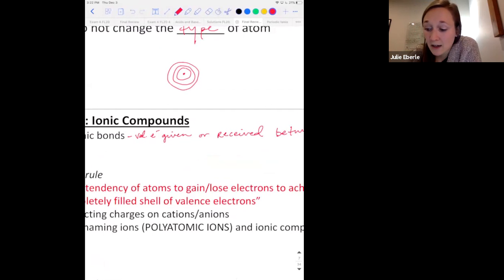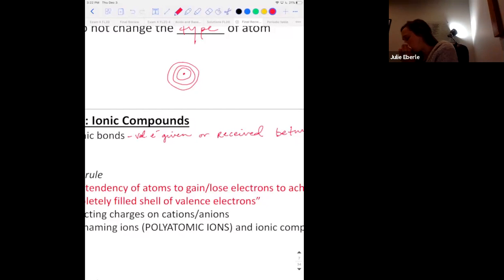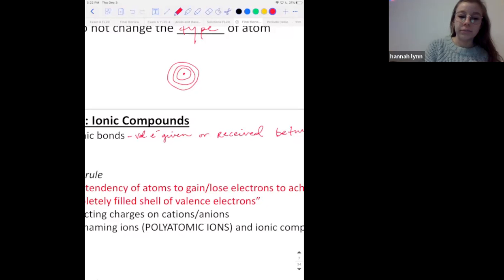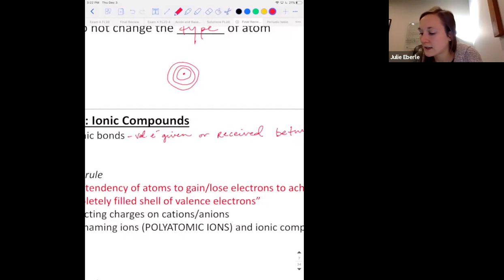Once this happens, you end up with ions. So we have 2 kinds of ions. Anybody remember the 2 kinds of ions you can create? Cation and anion. Yep. Cations and anions. Okay, so cations, do they give or receive electrons? Anybody remember? They give away.